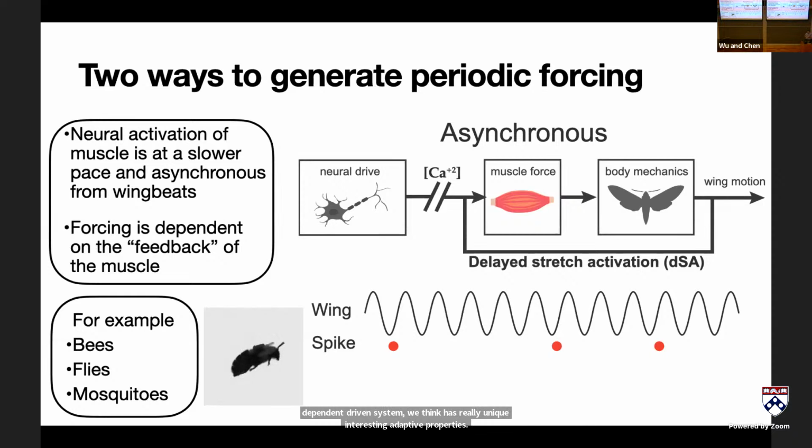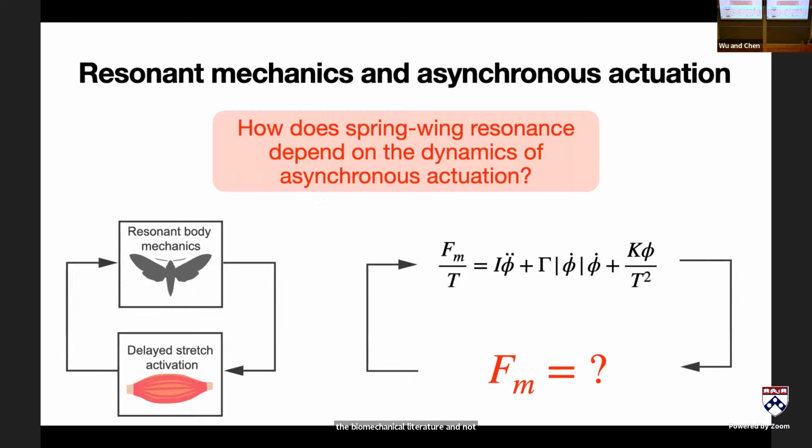And I'll say these properties are largely unexplored in the biomechanical literature and not really explored in the robotics literature as well. And so, we have this description of the body of an insect, and this description completely applies to the mechanics of a flapping wing robot as well. You've got your elastic spring, your inertial dynamics of the wing, and the aerodynamic forces on the wing as well. But how do we describe the actuation from the muscle in these kind of asynchronous systems?